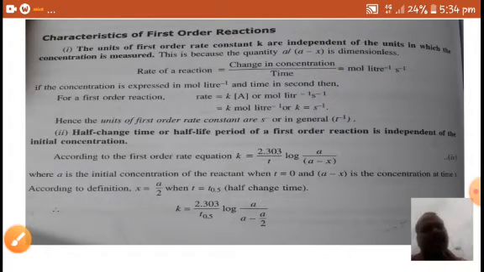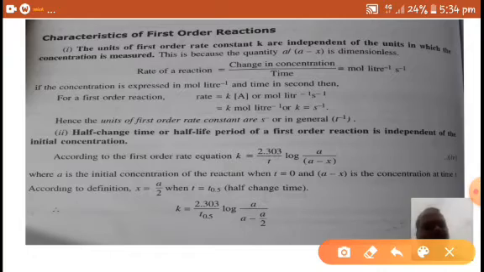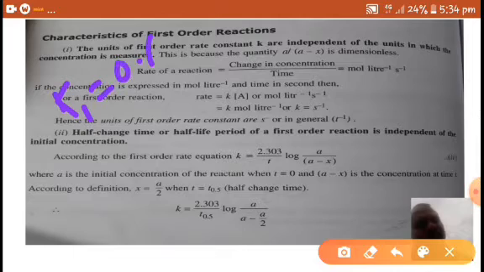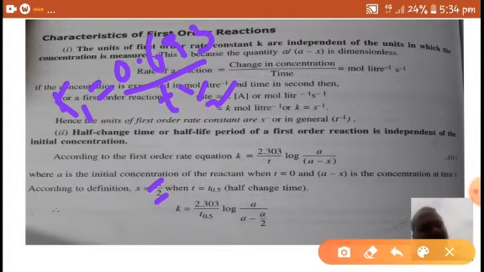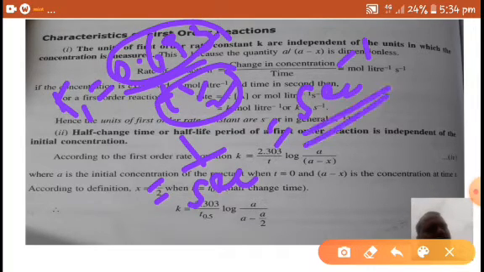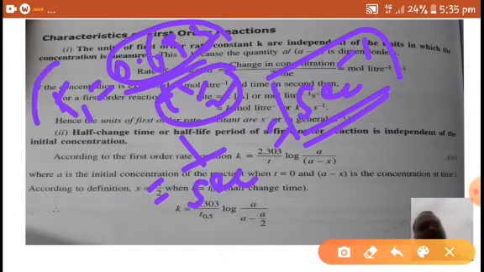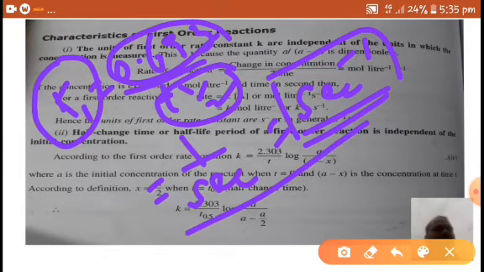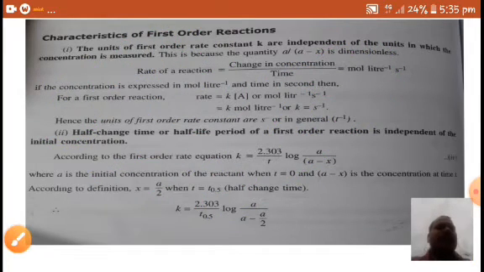From the half-life equation of first order reactions, k1 is equal to 0.693 by t half. t half means seconds. This is a constant and it is 1 by second, so we get second inverse. Simply, we can get the units of the rate constant of first order reactions from the half-life equation. The units of the rate constant of first order reactions are second inverse.